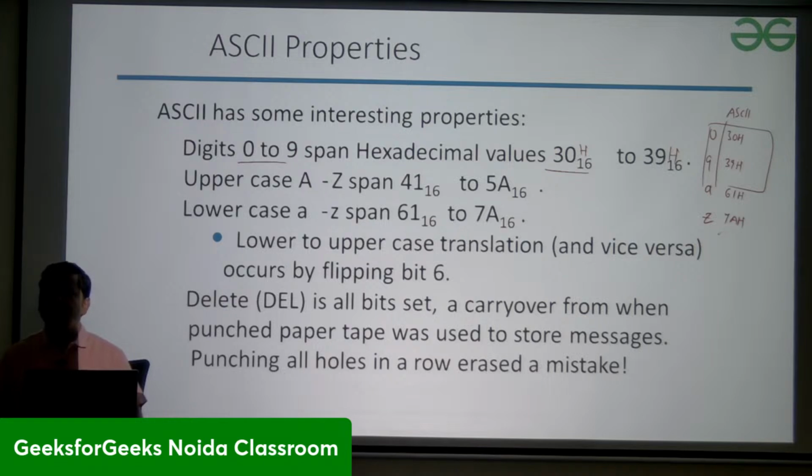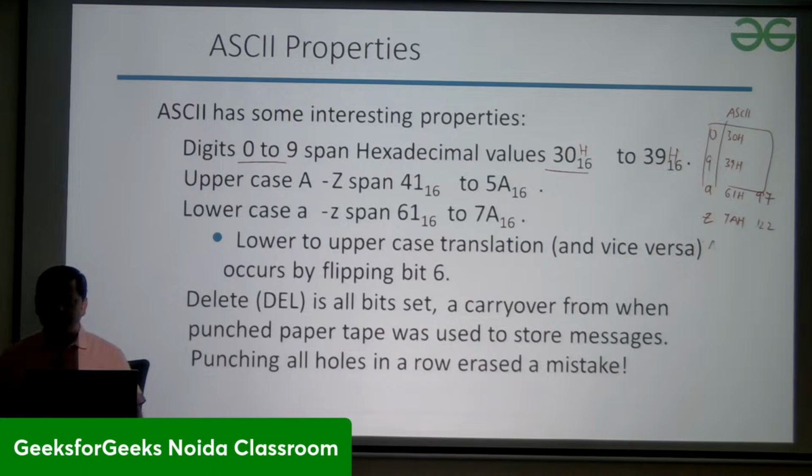Okay, or you can have the equivalent decimal. What will be the equivalent decimal for this? 97 to 122. Okay, just look at the ASCII table, you will get this particular information.